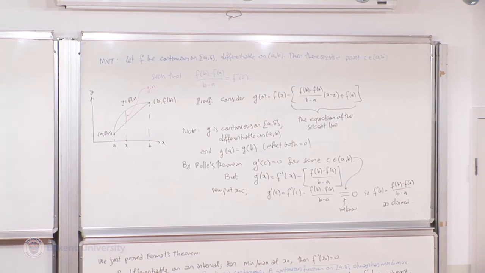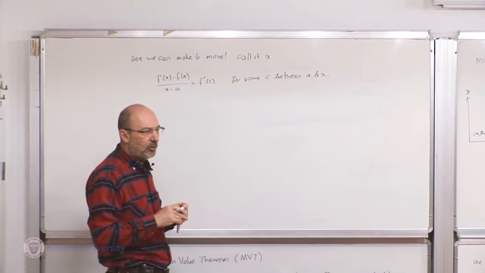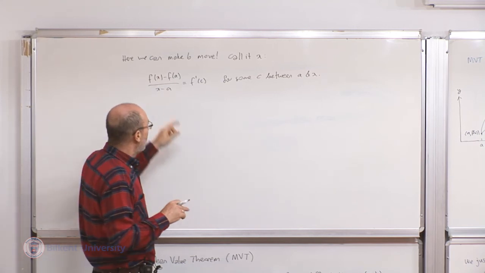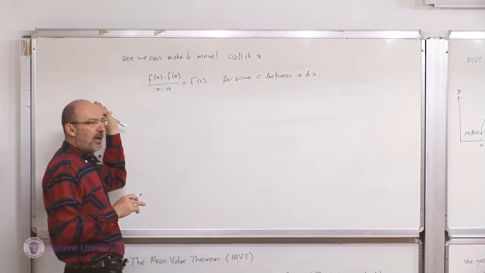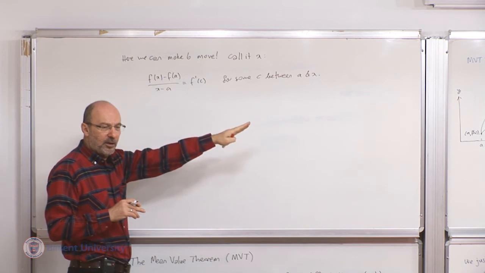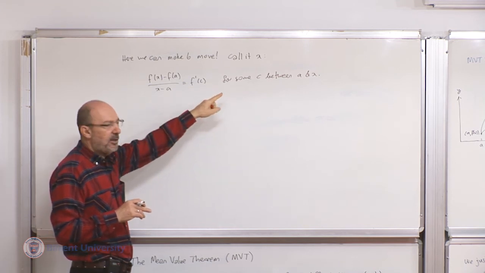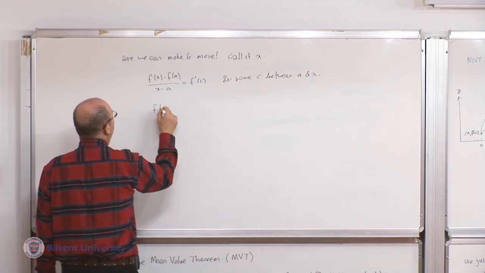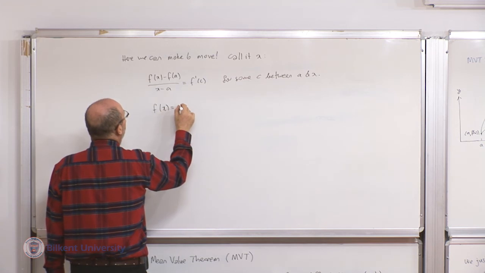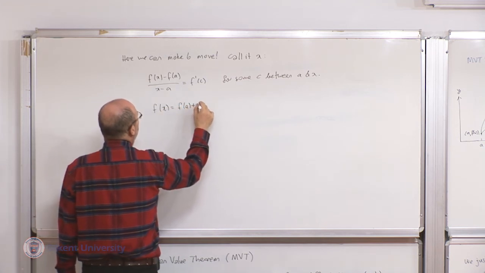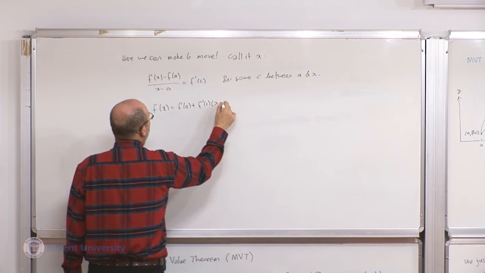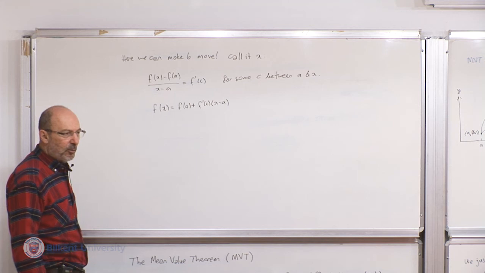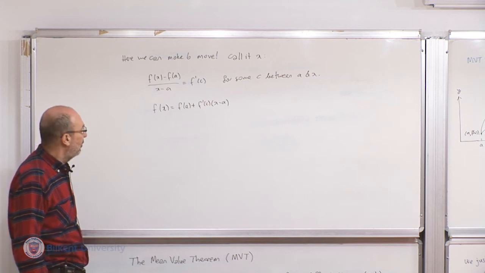When I draw a picture, of course, I have to write one of them to the left, one of them to the right. But in the algebraic procedure, that property is never used. So x can be on this side of a, or on the other side of a. In either case, c is between x and a. Okay. So from here, I can write f of x equals f of a plus f prime c times x minus a. Okay, so this will be one of the starting points in next semester, trying to understand the function.